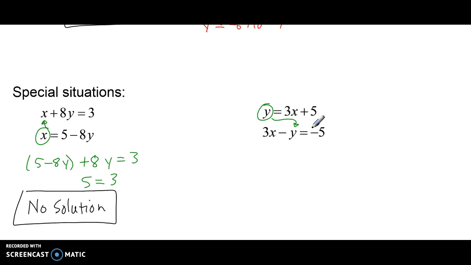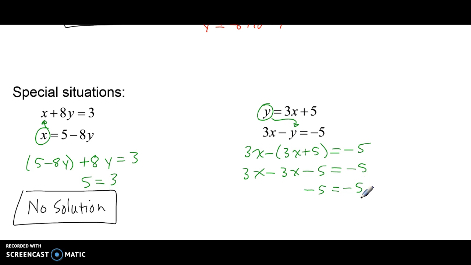The other special situation to take a look at, I'm going to illustrate over here. And again, I've already got one of the equations solved for y, so I'll plug in for y in the other equation. 3x minus 3x plus 5 equals negative 5. Don't forget, you got to distribute that minus sign in there. If you don't do that, you might have the wrong result to this. The 3x's cancel, but there's a subtle difference here. Yeah, all the variables canceled, but the statement we have at the end is a true statement, not a false statement. This statement is saying negative 5 equals negative 5, and that's true.